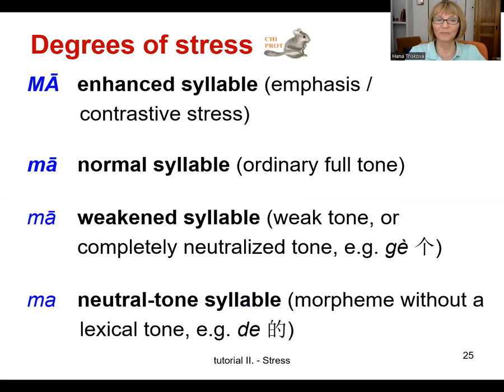Here is the graphics. Enhanced syllable is in capitals, it's in bold, and it carries a tone mark. Normal syllable is just in bold and has a tone mark. Weakened syllable, which has either a weak tone or totally neutralized tone, is non-bold and it carries a tone mark. And finally, neutral tone syllable, of course, has no tone mark and is non-bold.